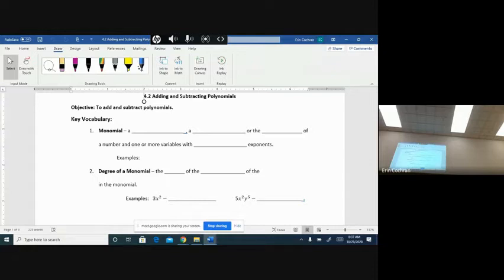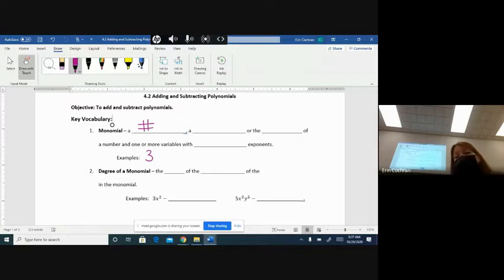Right, so a monomial, okay? A monomial can be a number. So give me a number. 3. 3 is a monomial. Okay? It's also known as what? An integer, yeah, it's a constant, right? Which is an integer, a natural number, a whole number, a real number.